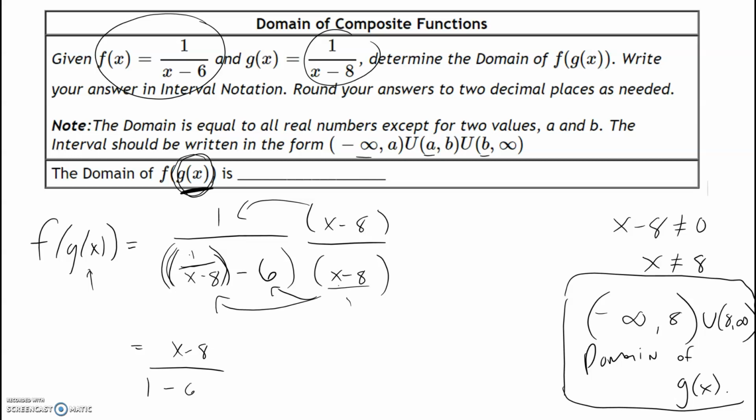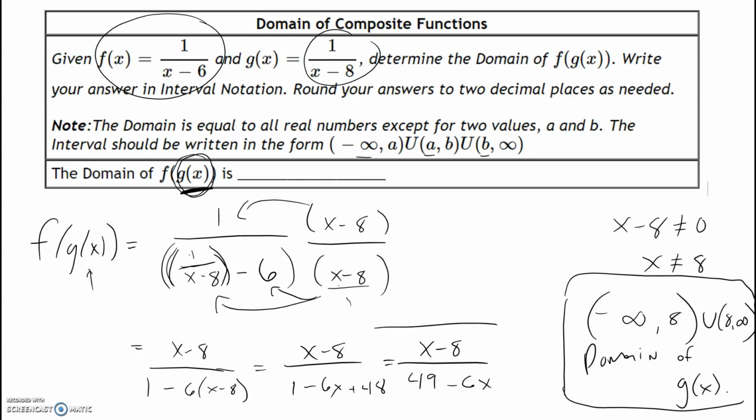And then I have to multiply the 6 by x minus 8. And then we'll simplify, combine some like terms. Distribute the negative 6, plus 48. And that equals x minus 8 over 49 minus 6x. Okay, this is my composite function.